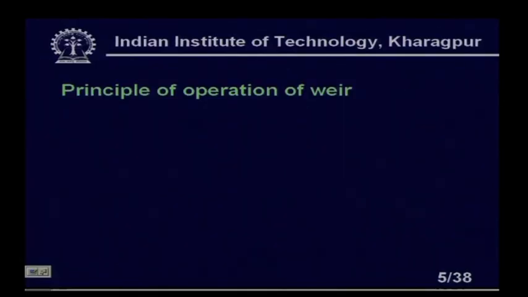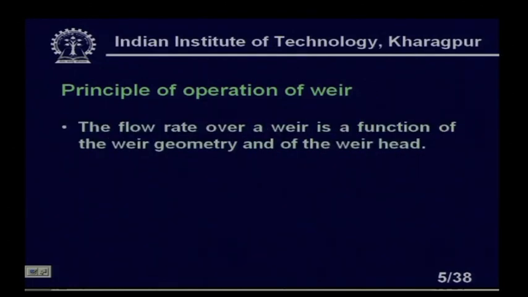And principle of operation of the weir, and moreover one thing I forgot to tell you, you see, it does not depend on temperature and all those things. Many other sophisticated, as you know, many complicated flow meters are there, but it does not depend on temperature. Suppose the water is coming out of a boiler and you are discharging that water somewhere, that type of measurement is also possible by means of a weir, because if the temperature increases, it hardly matters to the weir, or the flow coefficient also does not change much. You see, the flow rate over a weir is a function of the weir geometry and the weir head.